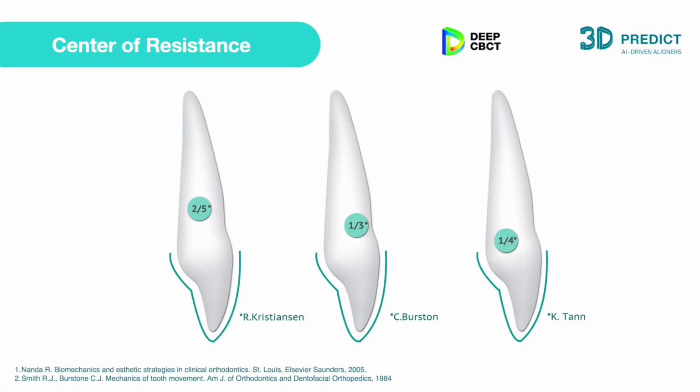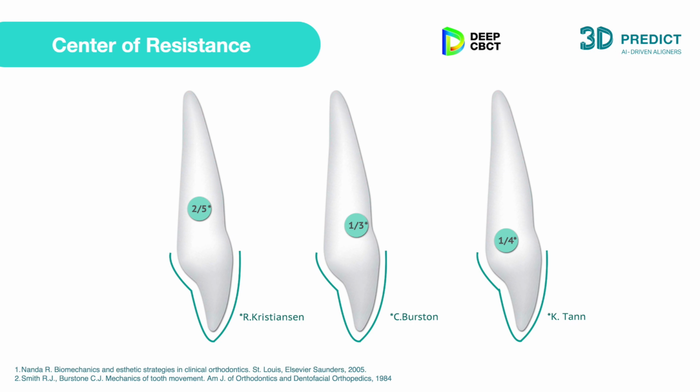The next key biomechanic concept is the center of resistance that you can see illustrated here. This is a point at which resistance to movement can be concentrated for mathematical analysis. To fully understand this, let me take you back to physics for a second.